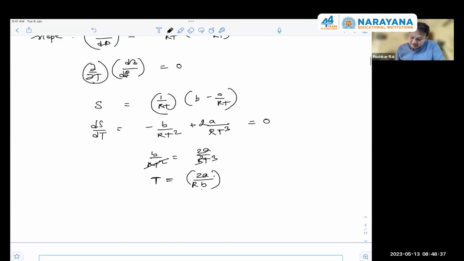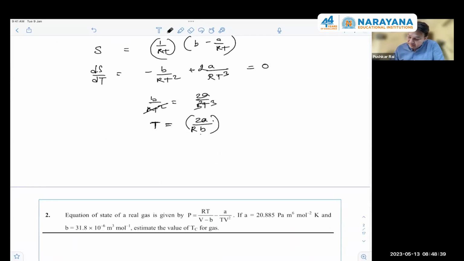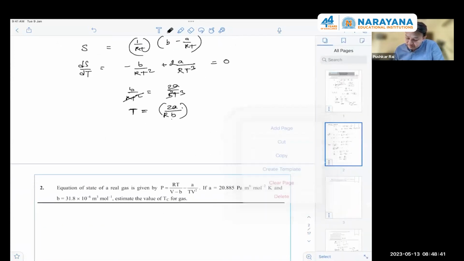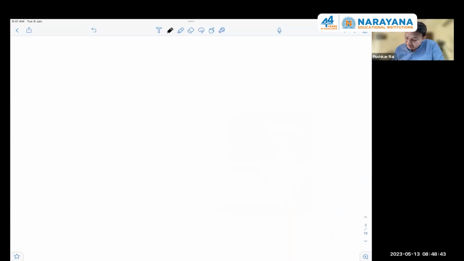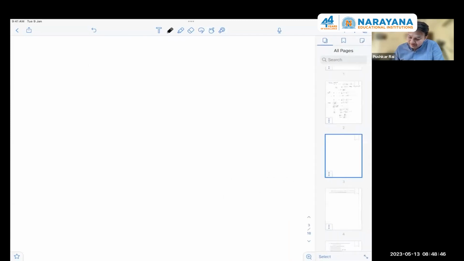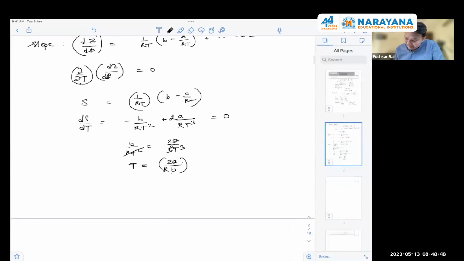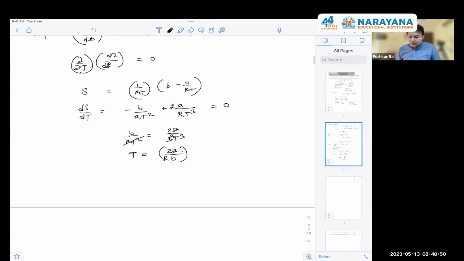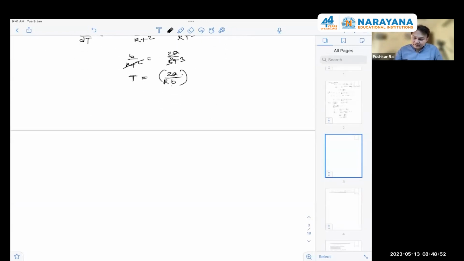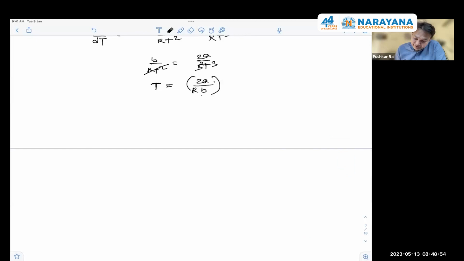So this t is equal to a upon rb. I was taken aback. I thought that maybe I've made some mistake in this, but no. Okay. So T is equal to 2a upon Rb. Do you agree? So that is the temperature at which this slope is going to take a maximum value.